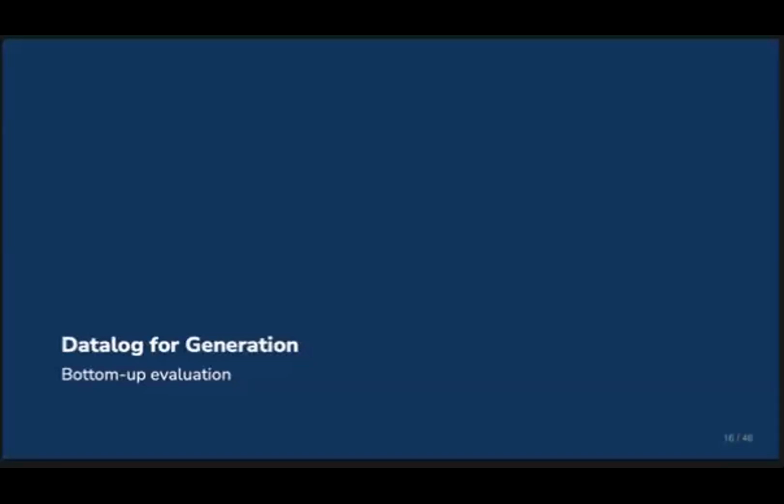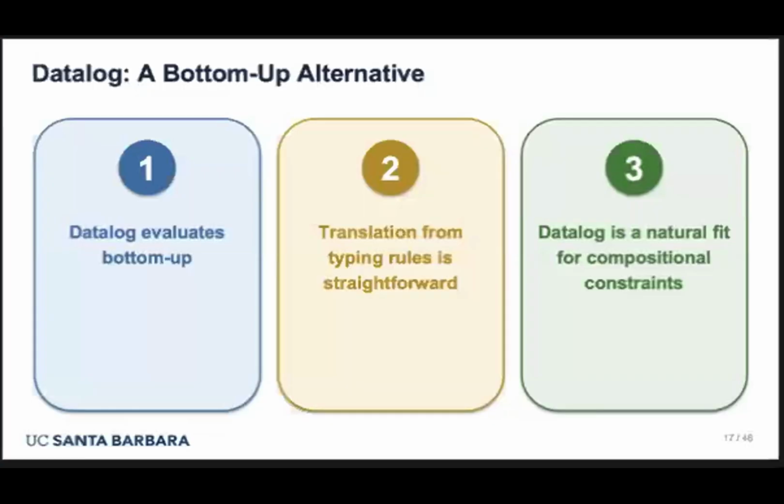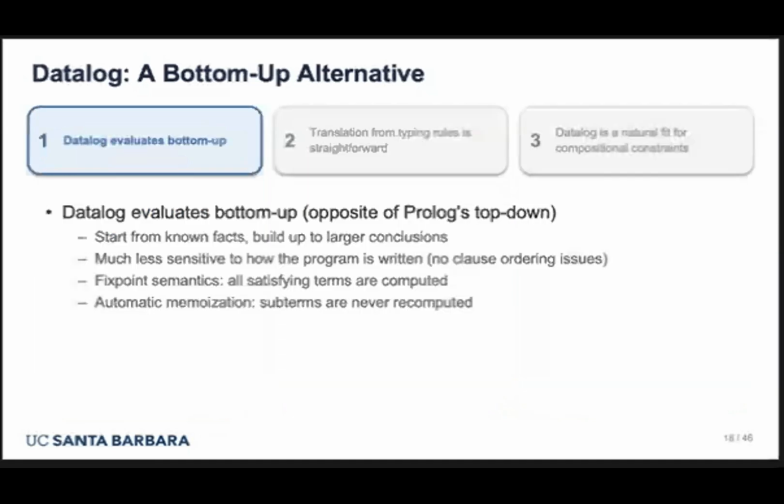So let's dig into this a little bit now and look at how we can use Datalog for generation. There are three things that we think made Datalog a really good option for our use case. One, I talked already about how it evaluates bottom up. Two, the translation from typing rules is going to be really straightforward. And three, it's also a natural fit for compositional constraints. Digging a little bit deeper into each one of those.